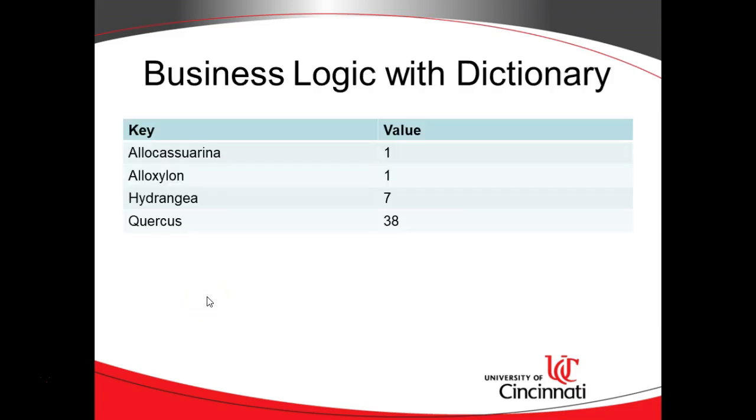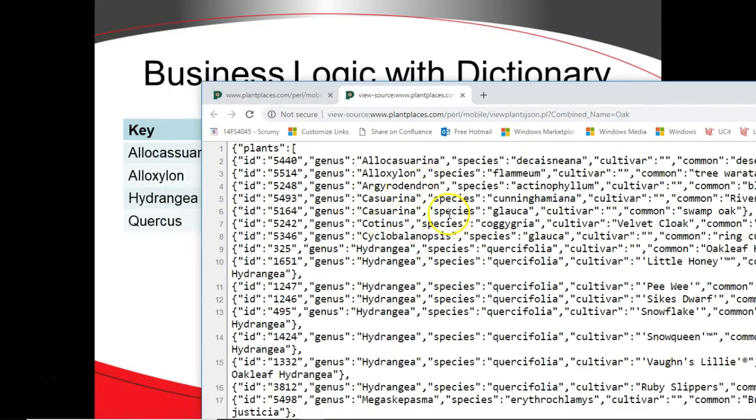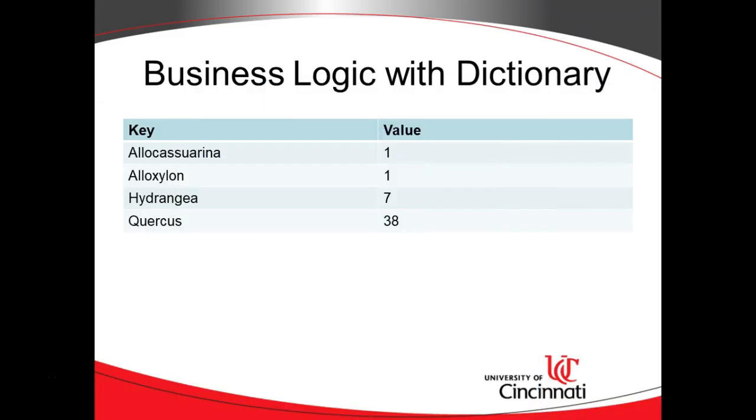For that, we're going to need to use something called a dictionary, which is a collection in .NET. And the dictionary collection has a key and value pair. The key has to be unique, which works out really well in our case, because the key is going to be the genus or the genera that comes back when we search for something like oak. And then the value does not have to be unique, so that's going to be a counter. It's going to say, okay, we have maybe 38 Quercus, 7 hydrangea, and so on and so forth.